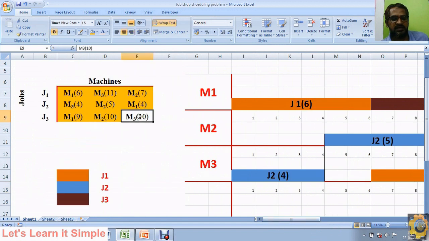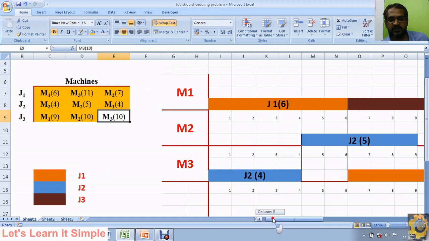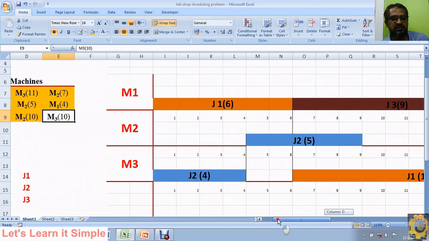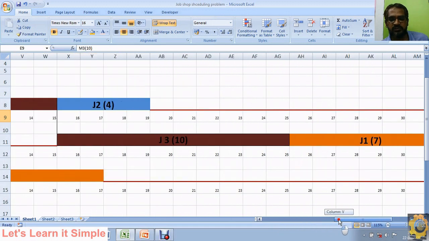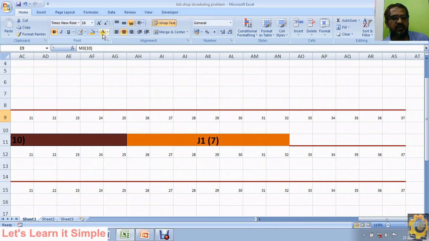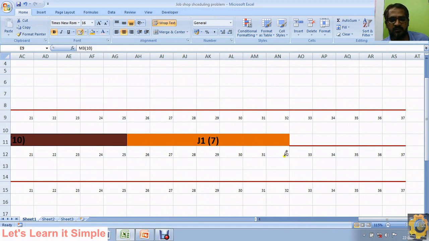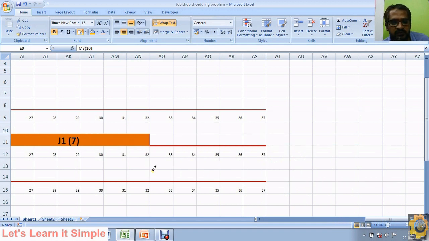Next, the last job, job 3 on M3 with a time unit of 10. So where is my job 3? So job 3 is here. It has to go to the third machine. So from here I need to draw that one. So let me select draw border. It enters and it is taking a time unit of 10.